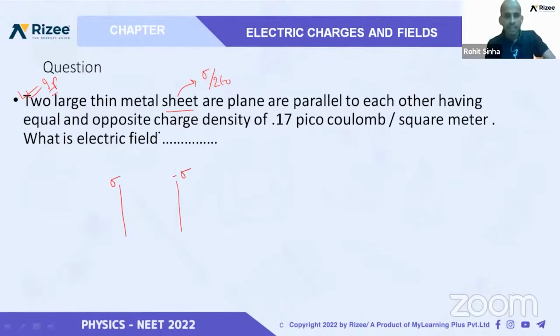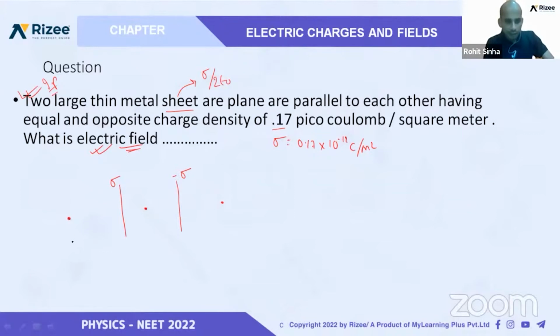Now it is telling that they have opposite charge densities, and the charge density is also given. Sigma is equal to 0.17 pico, which means 10 to the power minus 12 coulomb per meter square. Now what will be the electric field? We have to find the electric field in the regions to the left, in between, and to the right of the plates.